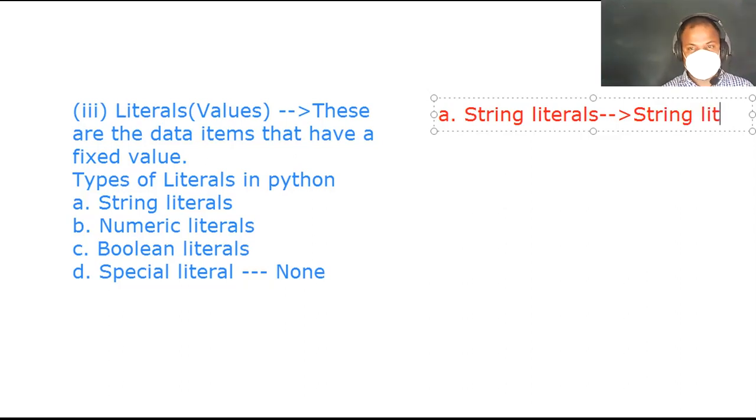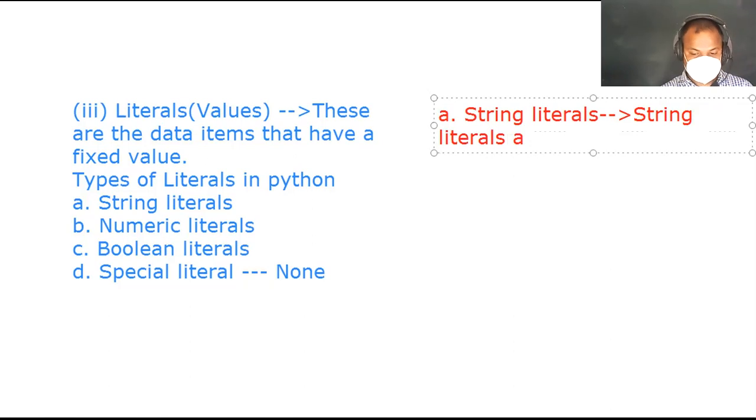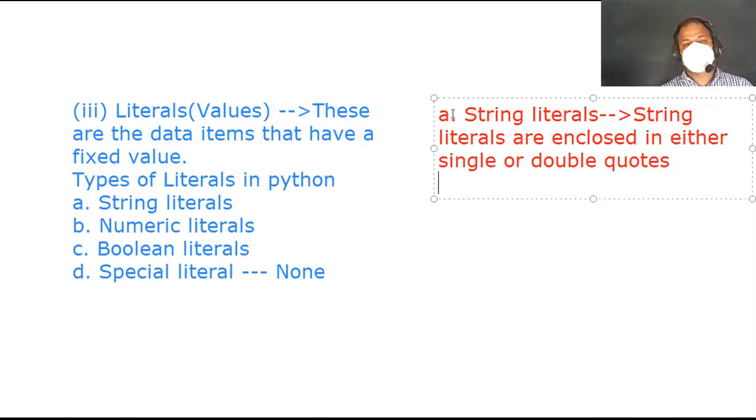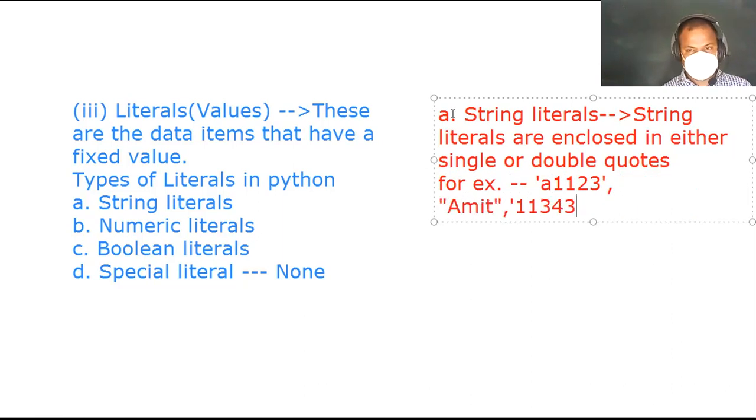String literals are enclosed in either single or double quotes. So that is string. For example, if we write in single quotes a 1 2 3 4, whatever you write. You may write your name also, any name enclosed in single quote or double quote. Anything written enclosed in single or double quotes will be treated as a string.